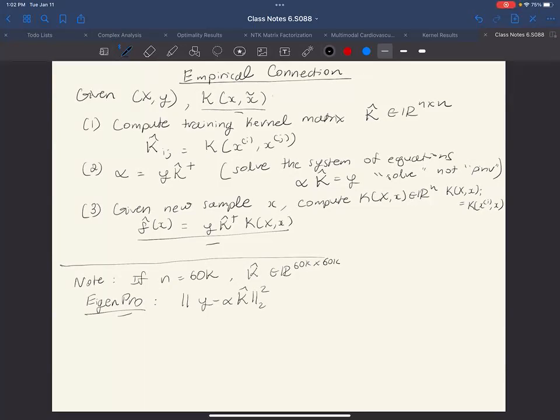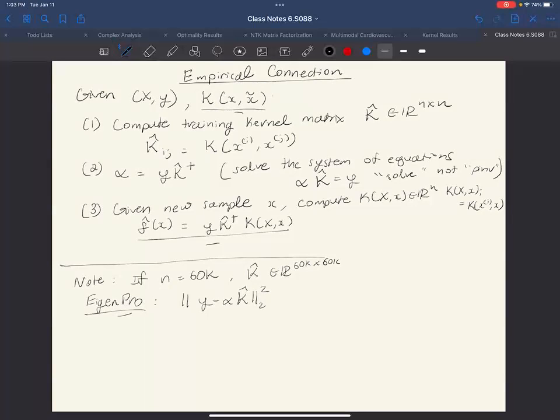For those of you who are not familiar with this, don't worry about it for now. It's not super important for the rest of the course. You can stick with just solving the system of equations. But this is for those of you who are curious about how to do this efficiently. Basically, what stochastic gradient descent allows you to do is, instead of computing k hat entirely, compute just a subset of columns, compute gradients for this set of columns, and minimize the loss in this way.